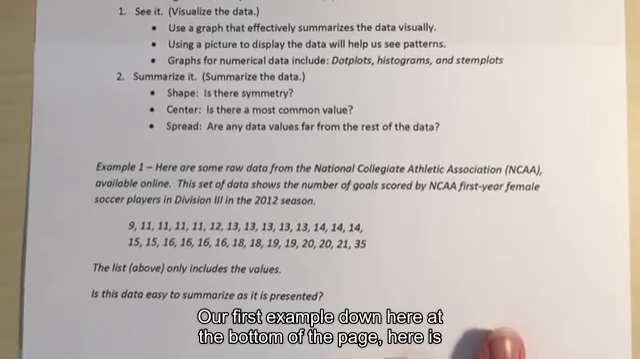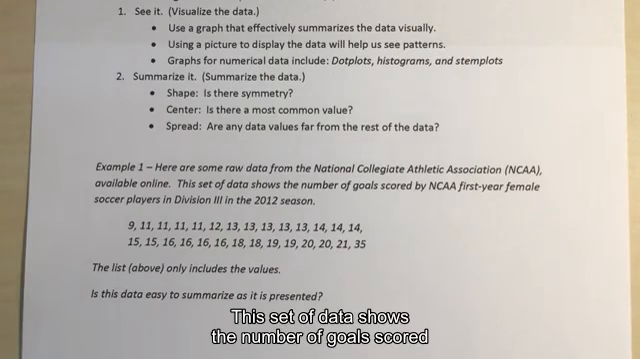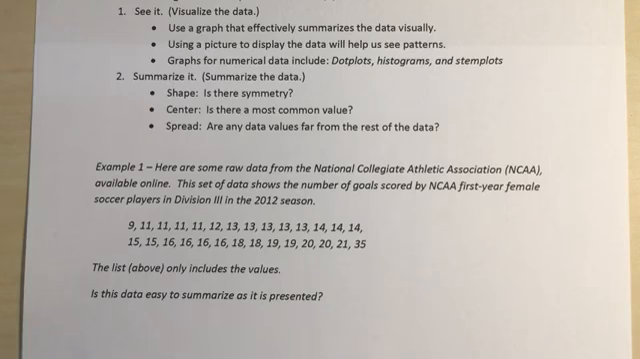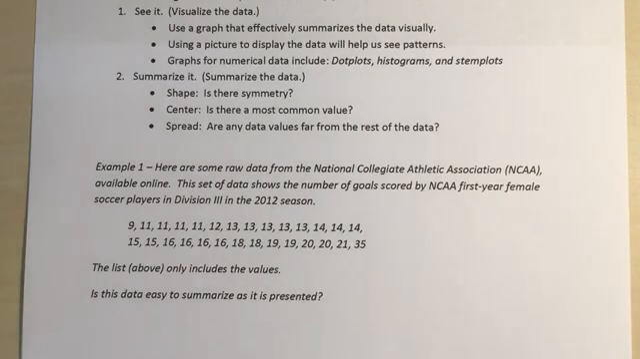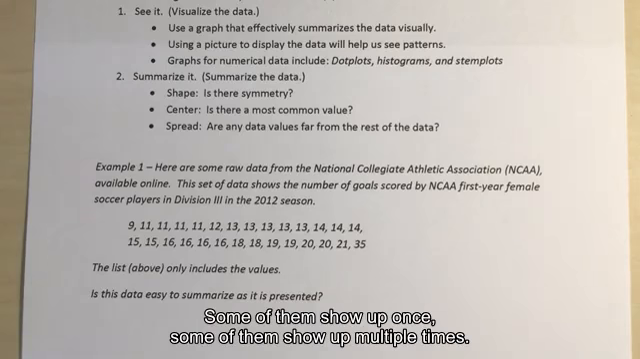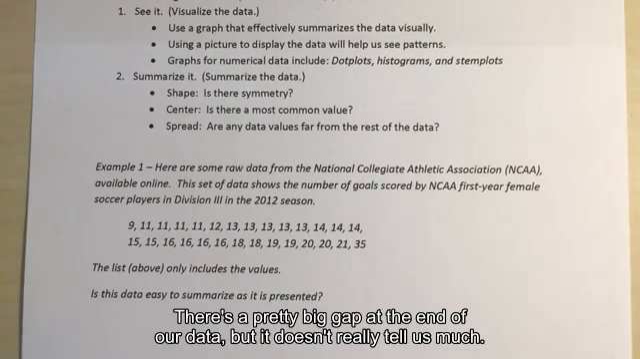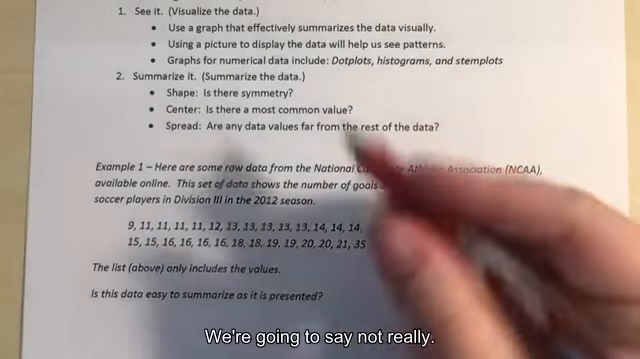So our first example down here at the bottom of the page, here is some raw data from the National Collegiate Athletic Association available online. This set of data shows the number of goals scored by NCAA first-year female soccer players in Division III in the 2012 season. Then we see a list of a bunch of different numbers. We have numbers everywhere from 9 to 35. Some of them show up once, some of them show up multiple times. There's a pretty big gap at the end of our data, but it doesn't really tell us much. So in answer to, is this data easy to summarize as it is presented? We're going to say not really.